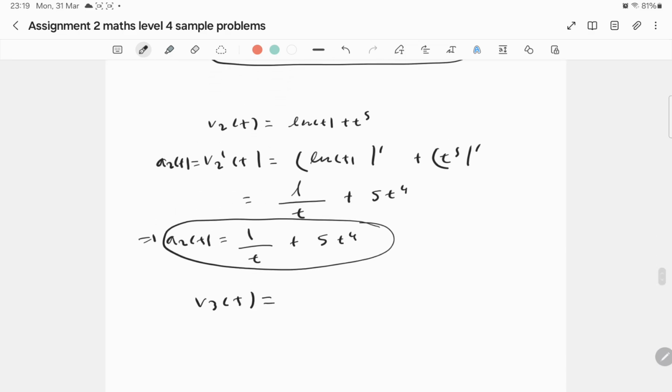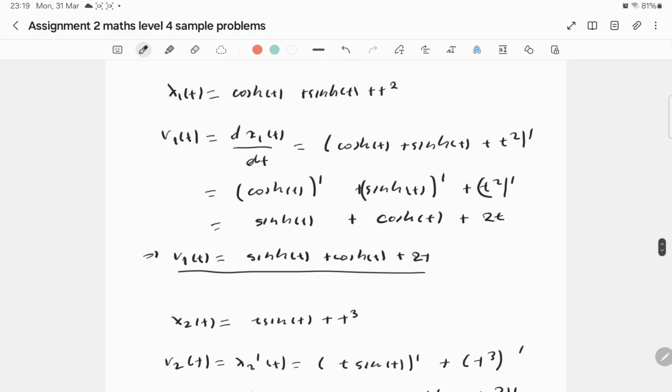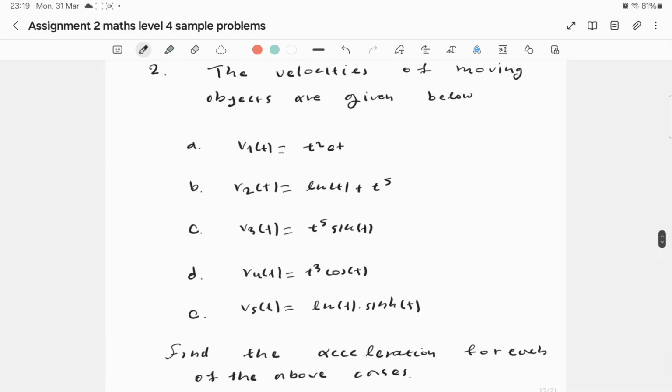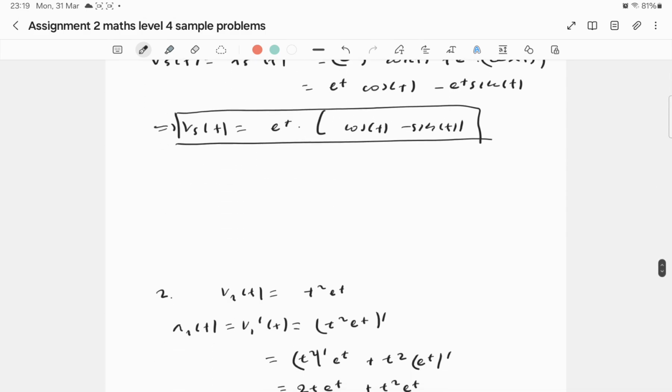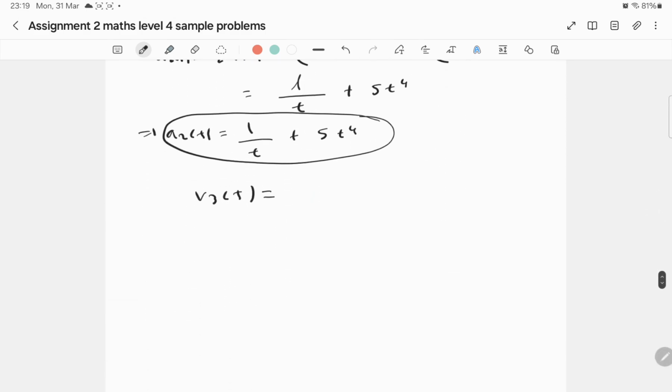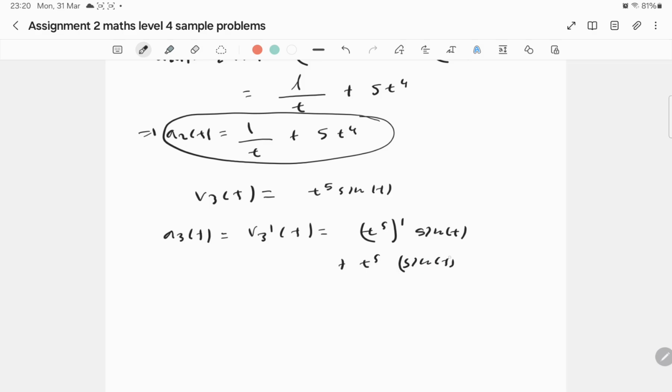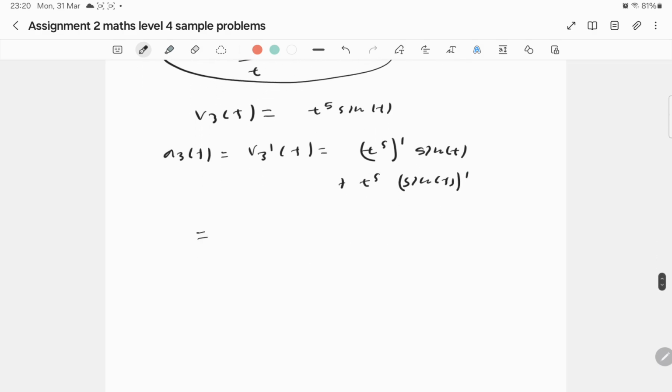v3 of t equals t to the power of 5 sine t. So the acceleration is the derivative v3 prime, the derivative of t to the power of 5 times sine t plus t to the power of 5 times the derivative of sine t. The derivative of t to the power of 5 is 5t to the power of 4, so 5t to the power of 4 sine t plus t to the power of 5 cos t.